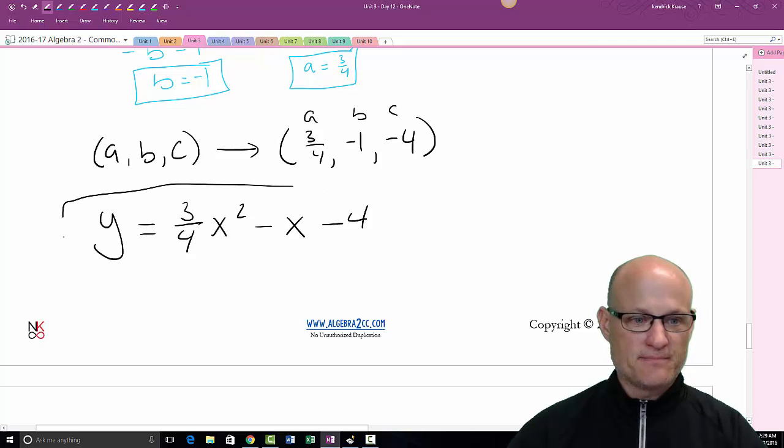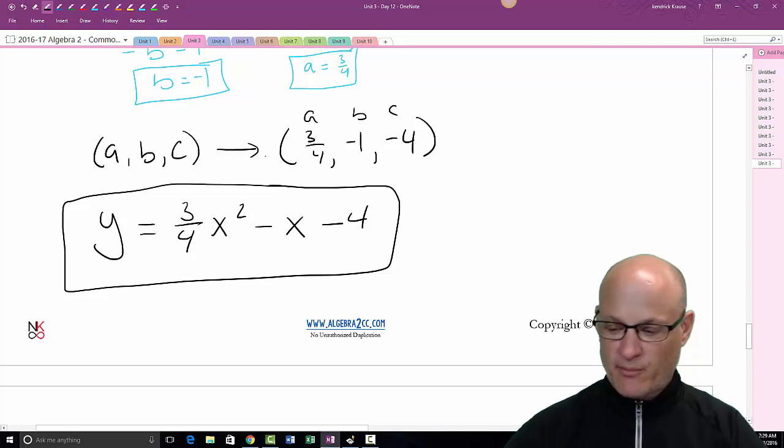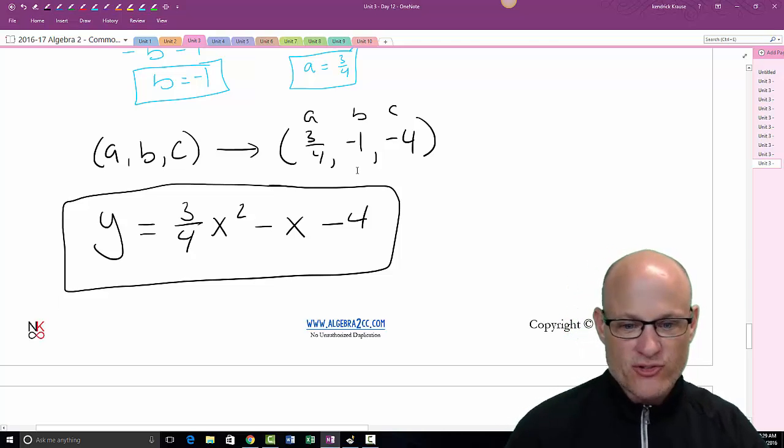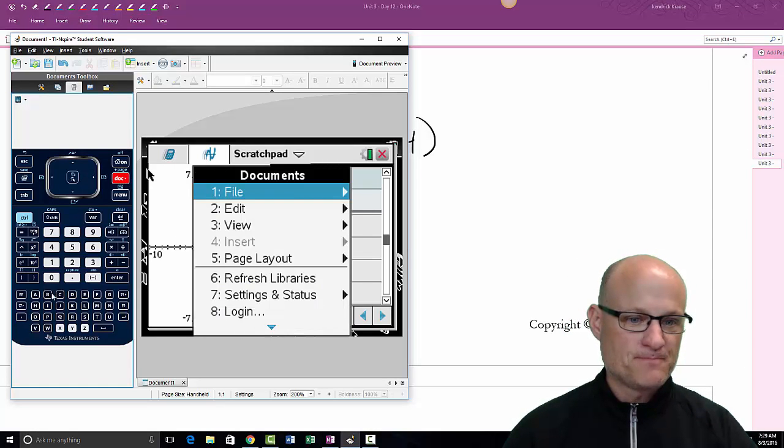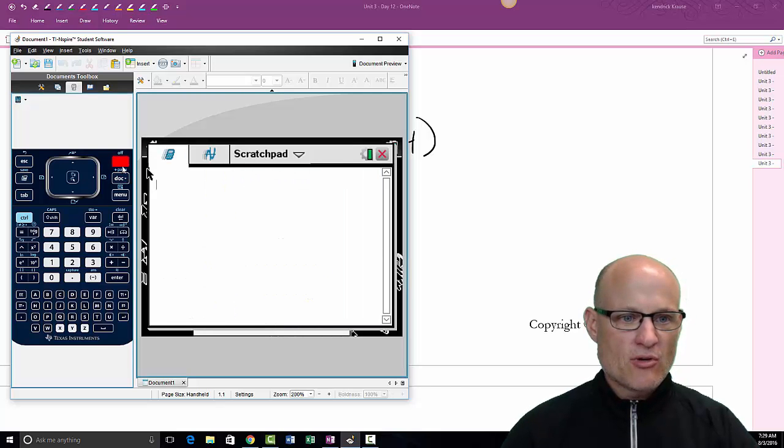Now I'm going to check it. I'm going to check it using the quadratic method, or graphing method. So let's just quickly go through this. We'll do 2nd Calc, B. Graph.